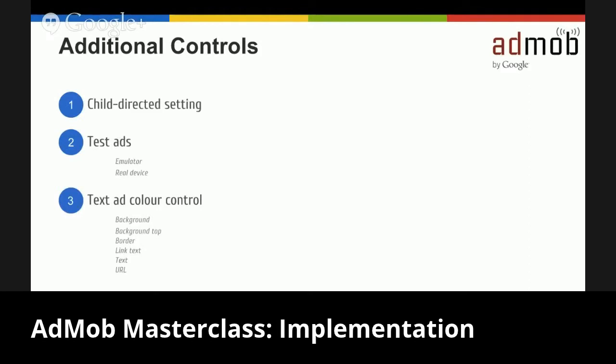Finally, you can give us some additional controls for how you want text ads to look. So whether it be the background, the border, or the URL colors, that's all down to you as the AdMob monetizer.